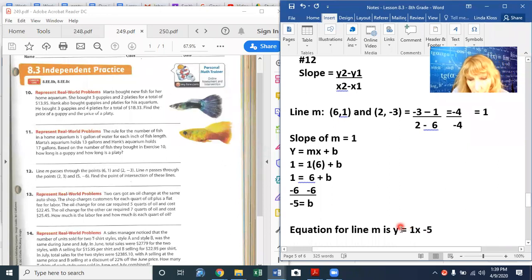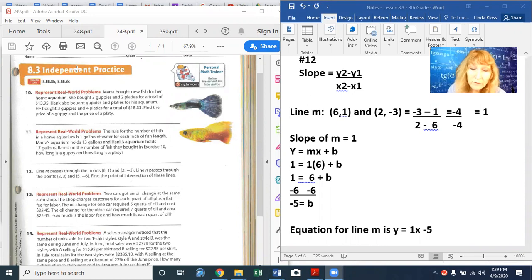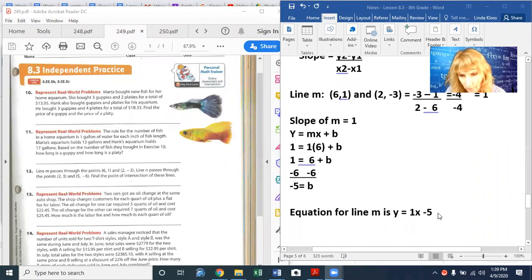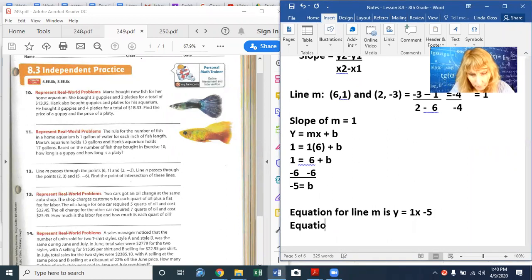So that's the equation for line m. You then need to find the equation for line n using the same method I just showed you: finding the slope, plugging in the slope plus one of the points on line n, solving for b, and making your equation. Once you get the equation for line n, you'll be able to solve your system of equations for the point of intersection.